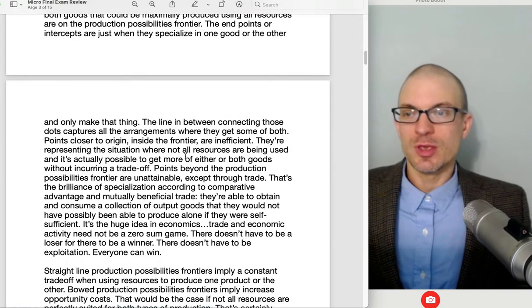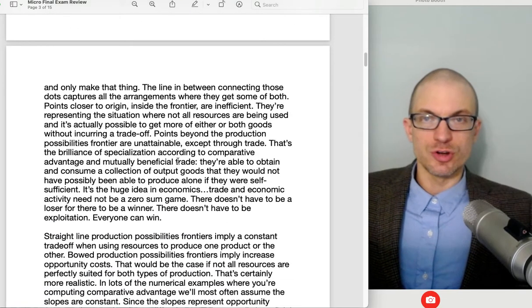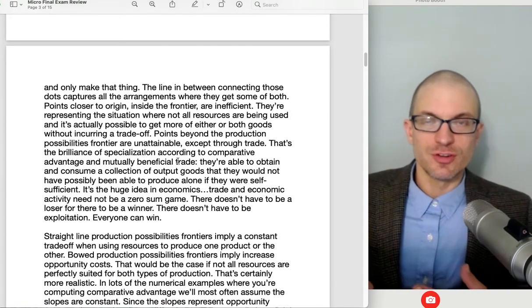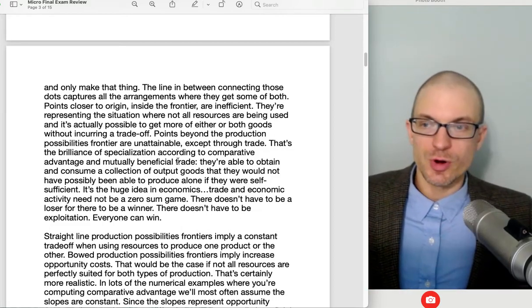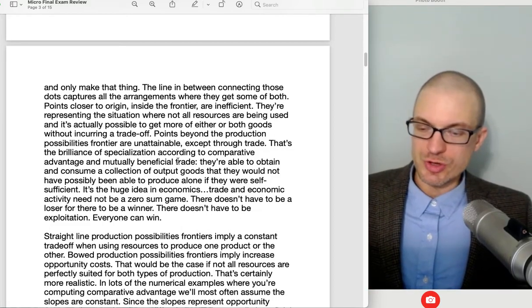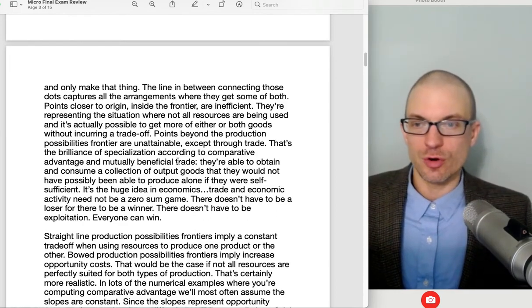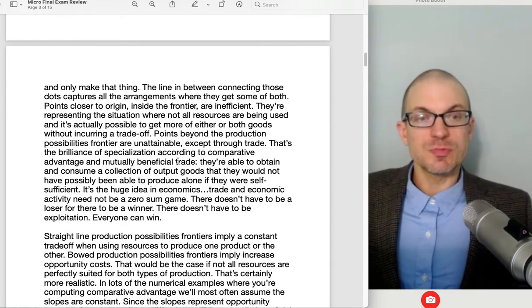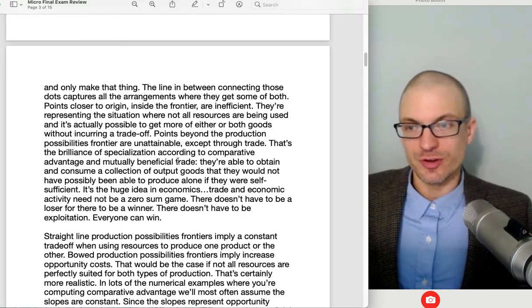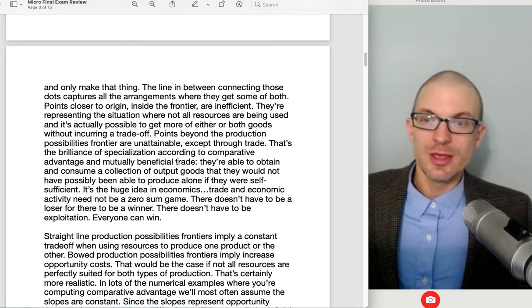And then in between are all the combinations of both goods you can get when you try to get some of both. Points that are closer to the origin, that are inside the frontier, are inefficient. These are points where you're actually not using all the resources possible, and so you could produce more of either or both without incurring a sacrifice. Points beyond the production possibilities frontier are completely unattainable except through trade.